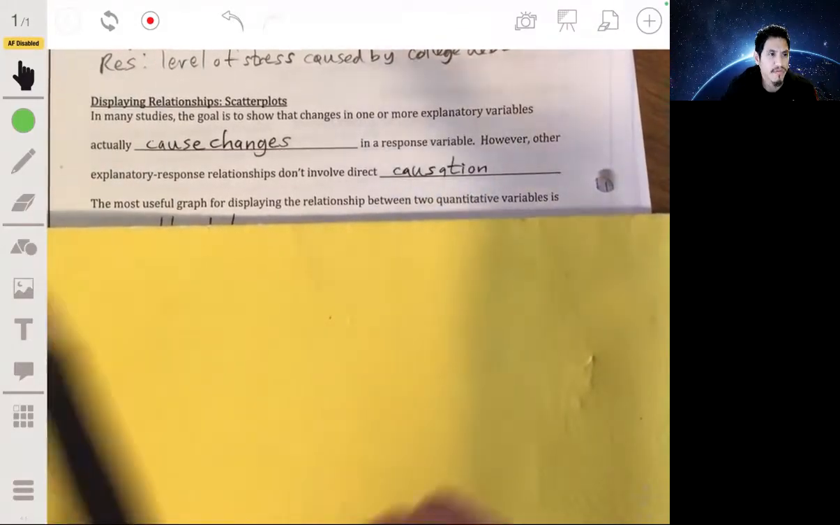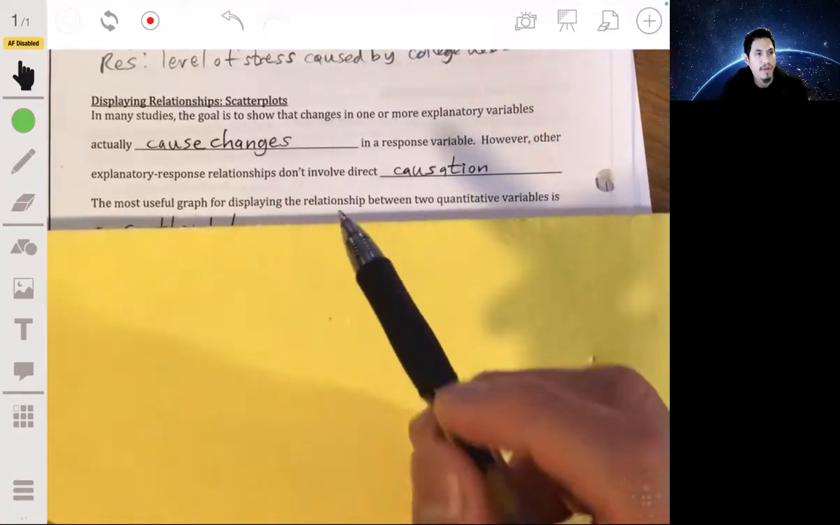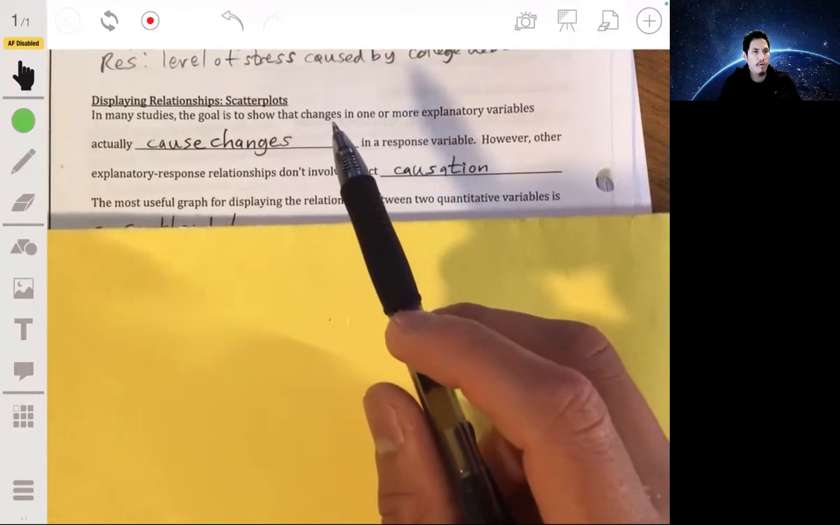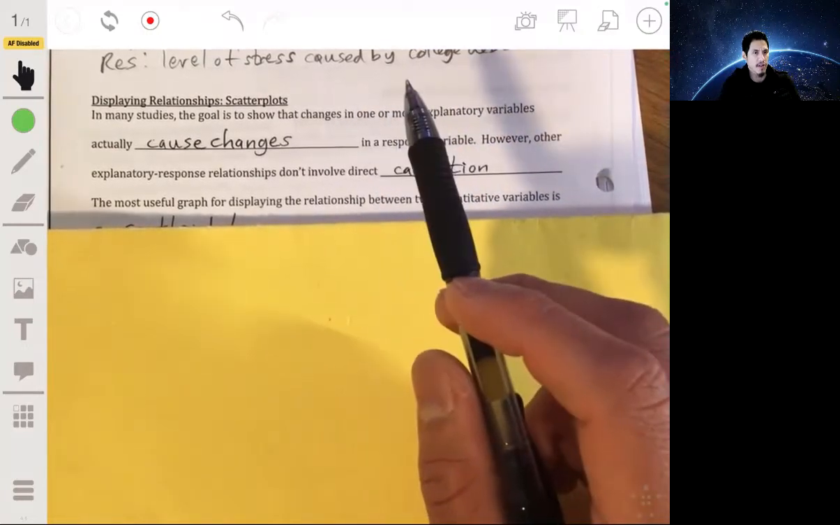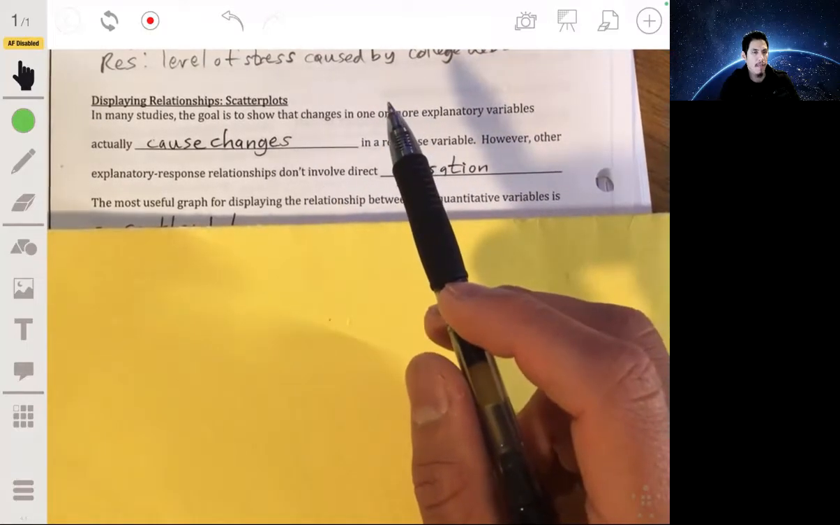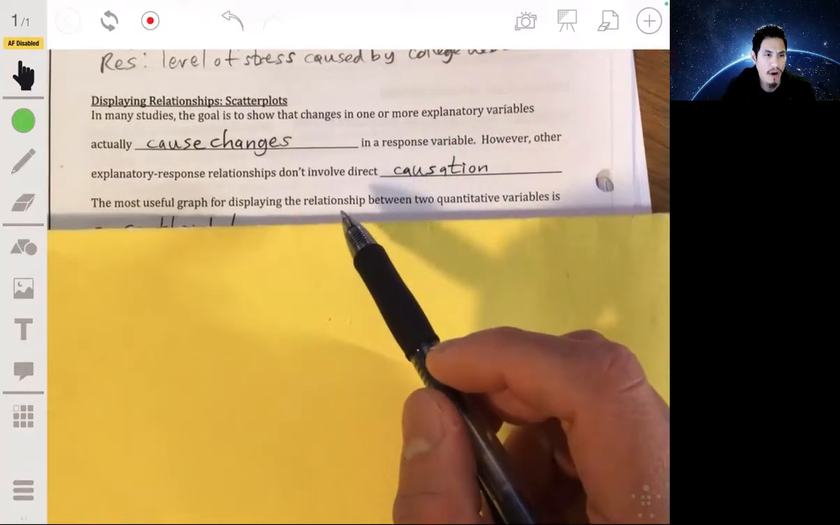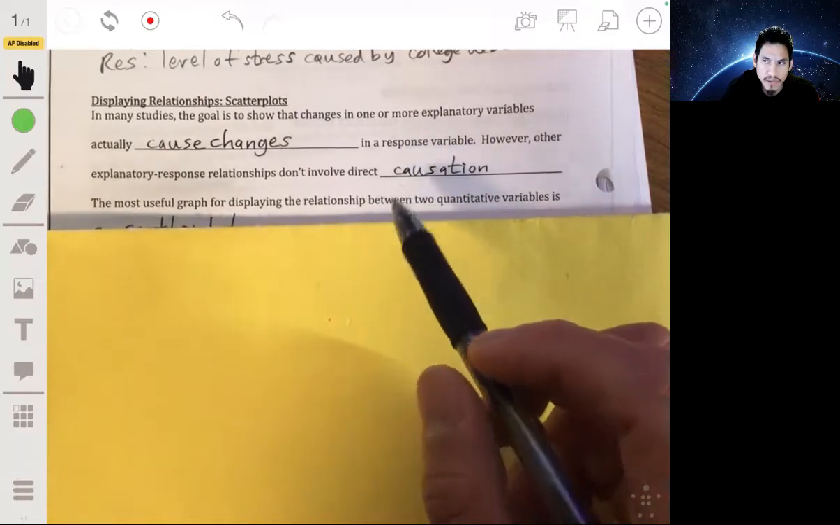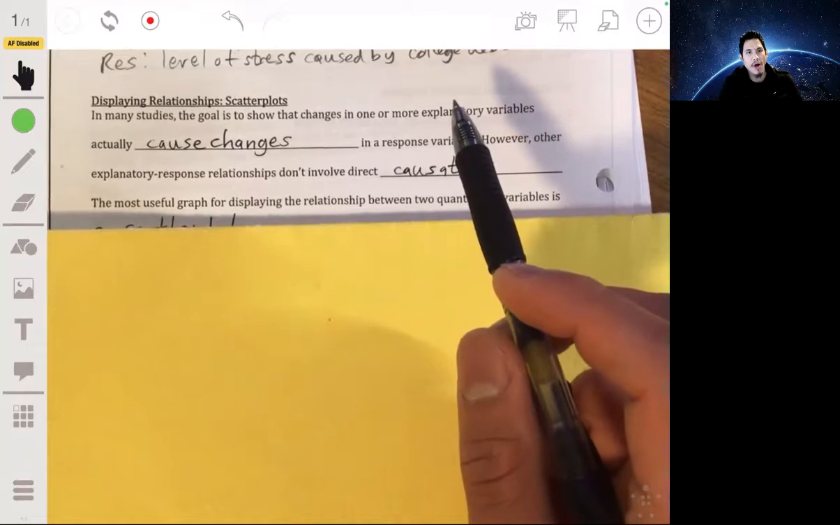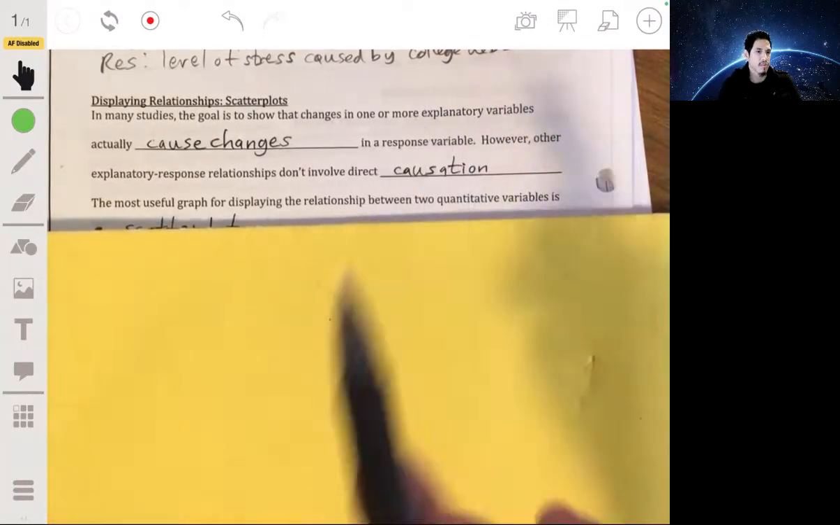All right, so now we're gonna focus on how we create and talk about scatter plots. So remember, in many studies, the goal is basically to figure out what one variable does to the other. So which one actually causes changes in the other variable? Which one's the response variable and which one's the explanatory variable? Now, it's not always going to be so clear, and it's not always going to be that one variable causes changes in the other. Sometimes they're just what we call correlated or associated, and we're going to talk more about this later.